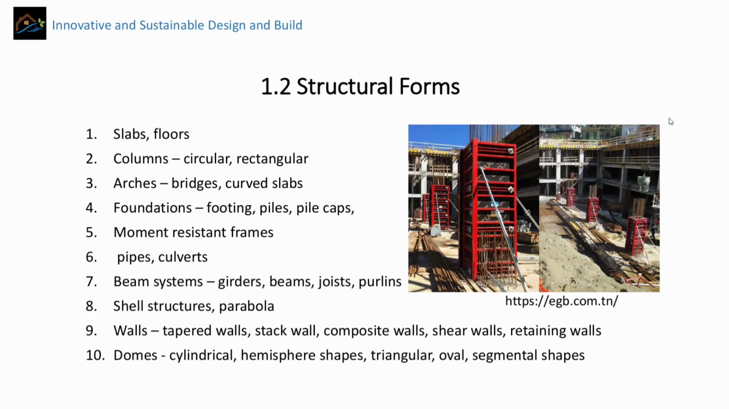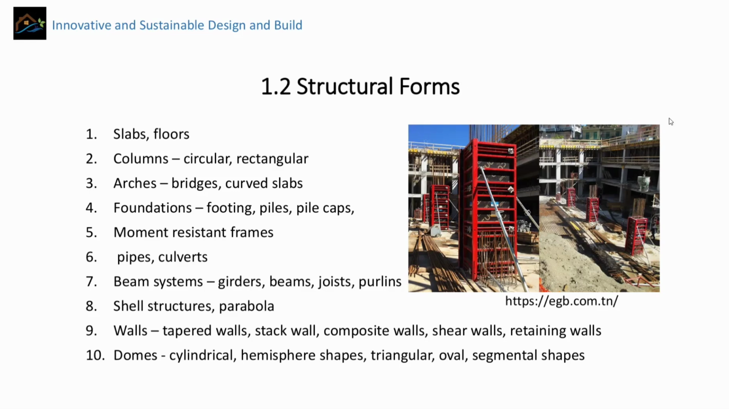And for beam systems, we might have girders, beams, joists, and purlins, and for shell structures, sometimes we might have parabolic shapes, parabolic shells, hemispheric types. And for walls, we might have tapered walls, stack walls, composite walls of different types, shear walls, and retaining walls. For domes, we might have cylindrical shapes, hemisphere shapes, and triangular, oval, segmental shapes.